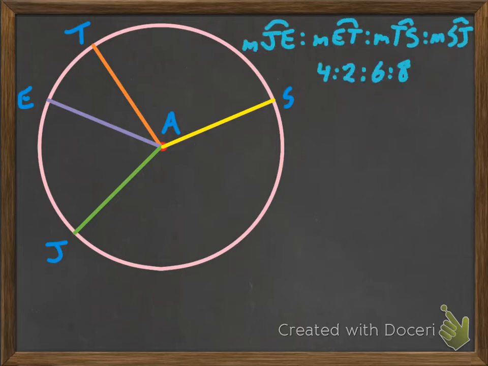Sometimes they'll give you circle problems as ratios, so you have to figure out the measure of the arcs based on some sort of ratio problem. And so this shouldn't be too bad. We've done some other ratio problems in the past.